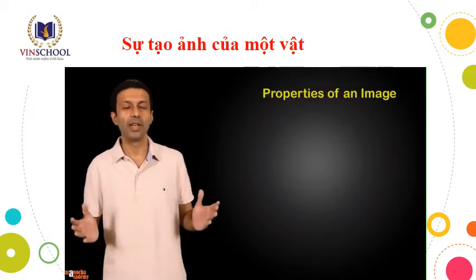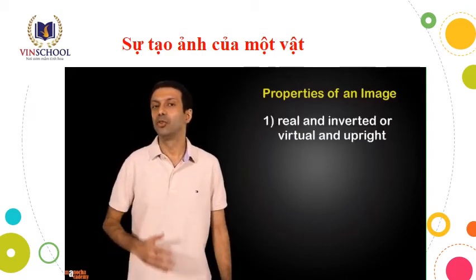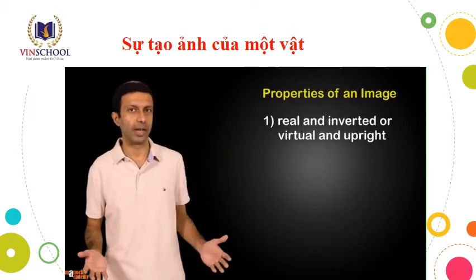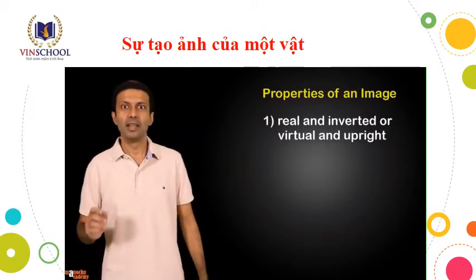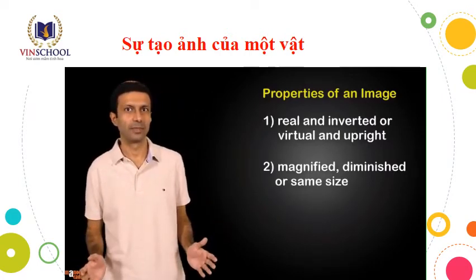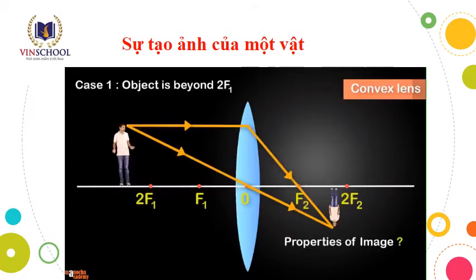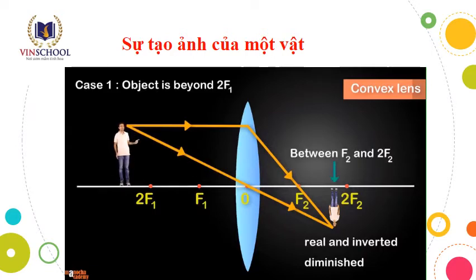What are the properties of an image? There are 3 points to consider here. First, is the image real and inverted or is it virtual and upright? Second, is the image magnified, diminished, or is it the same size as the object? And third, what is the position of the image? So what are the properties of the image here for case 1? That's right, the image is real and inverted. It's diminished. And as you can see, the image is formed between F2 and 2F2.